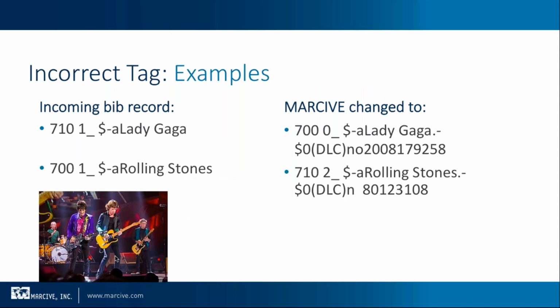It is common to see incorrectly tagged personal names and corporate names. MARCHIVE matches to the name in an authority record and corrects the MARC tag as needed. As you see here, the Rolling Stones MARC tag was changed to the 710 with second indicator 2.